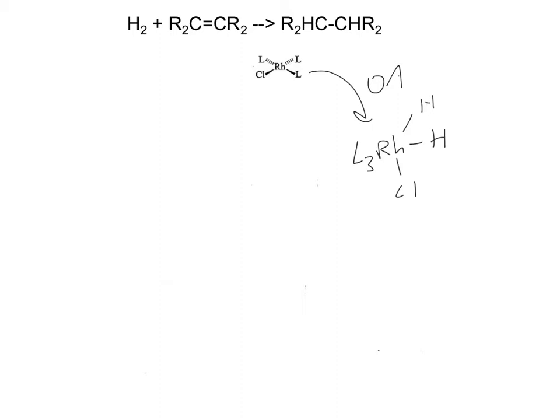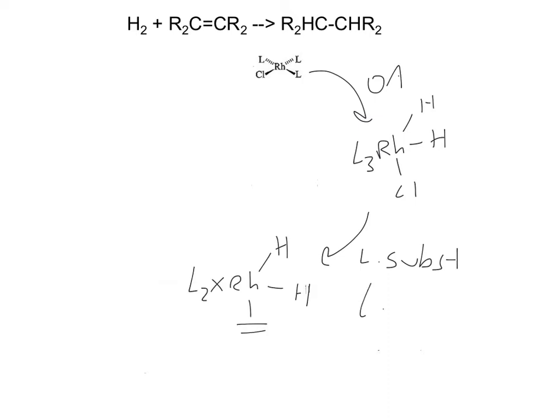Now I would propose that one of the ligands is going to fall off, and I'm going to add the alkene. So I'm going to do a ligand substitution reaction. Okay, I've lost an L. Oh, I didn't draw it, so there's an L going away from our reaction. And we have L2X rhodium dihydride ethylene complex.